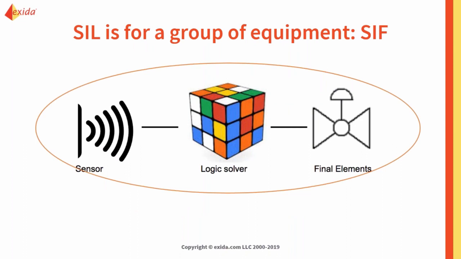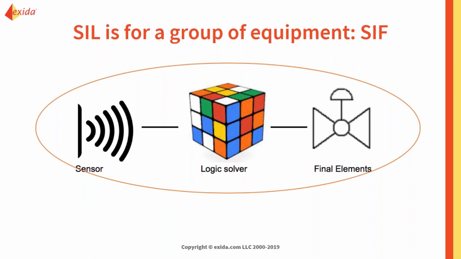A SIL is registered or related to a group of equipment, and that group of equipment is intended to reduce a risk for a specific hazard. And that group of equipment is usually referred to as a safety instrumented function, or a SIF. And it is comprised of one or more sensors, logic solvers, and final elements put together so that it can either automatically take a process to a safe state when some condition is violated, or it allows it to move forward in a safe process.